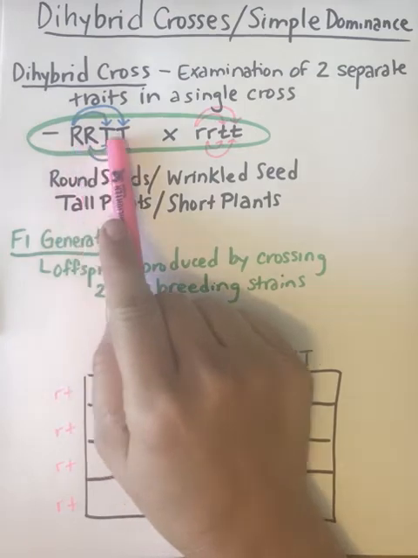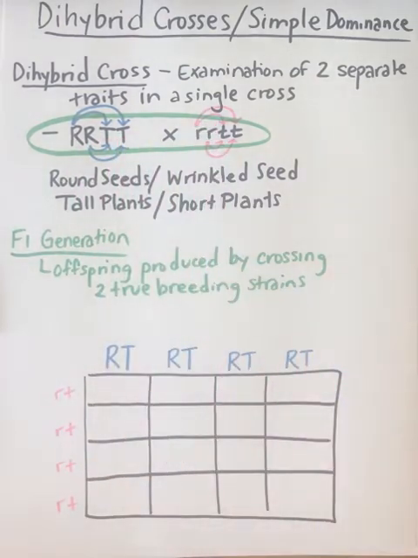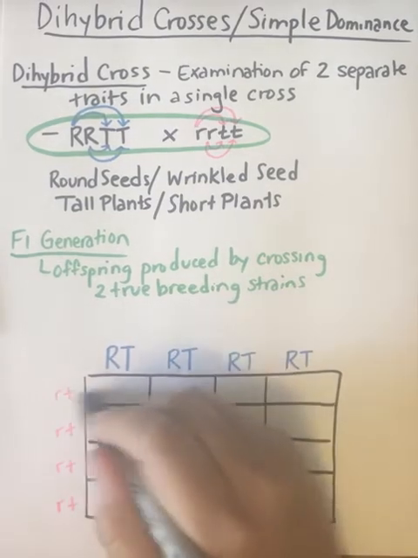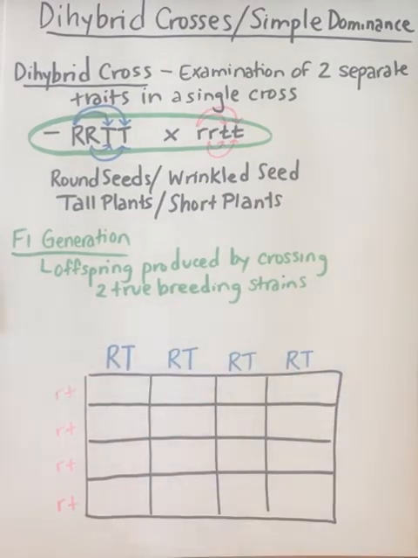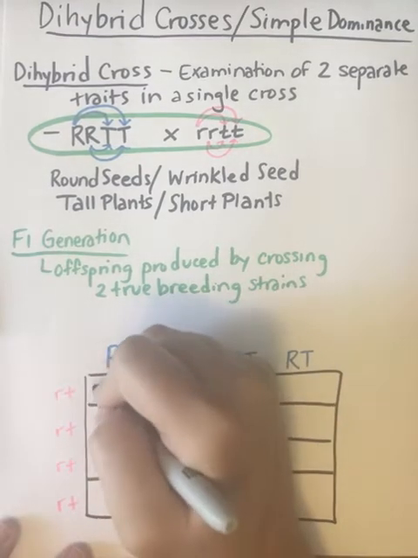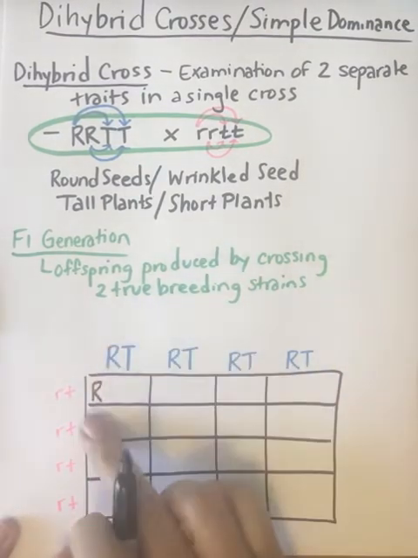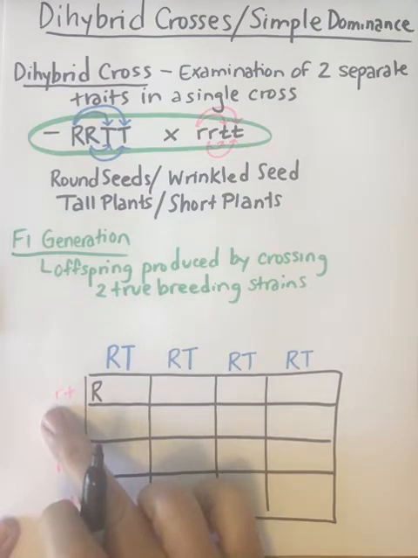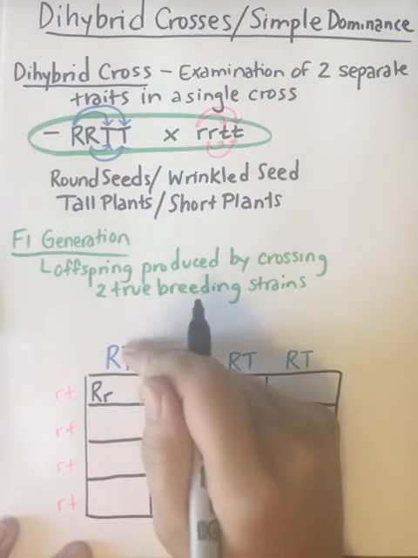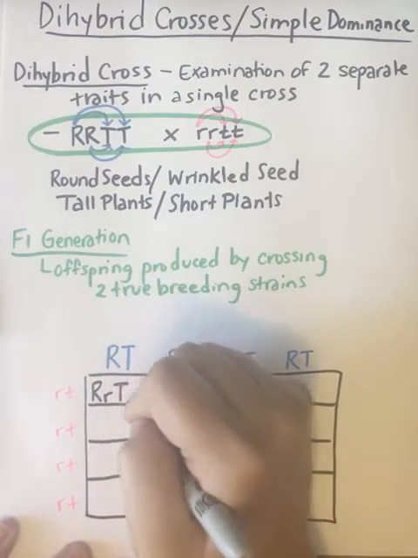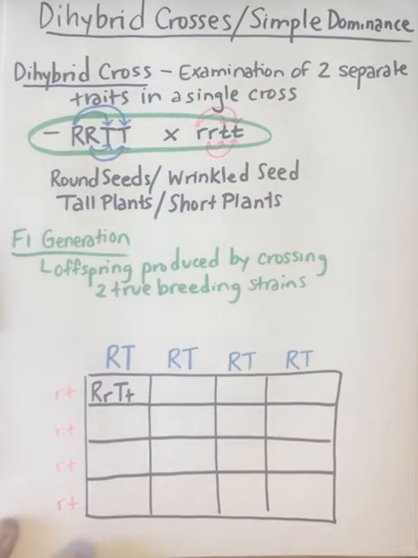The R's stay together and the T's stay together. So when you're doing your cross, you do one square at a time. So in this first square, you would get a big R, because you always put your dominant trait first, and then your little r, and then your big T, and then your little t. So that's the first square.